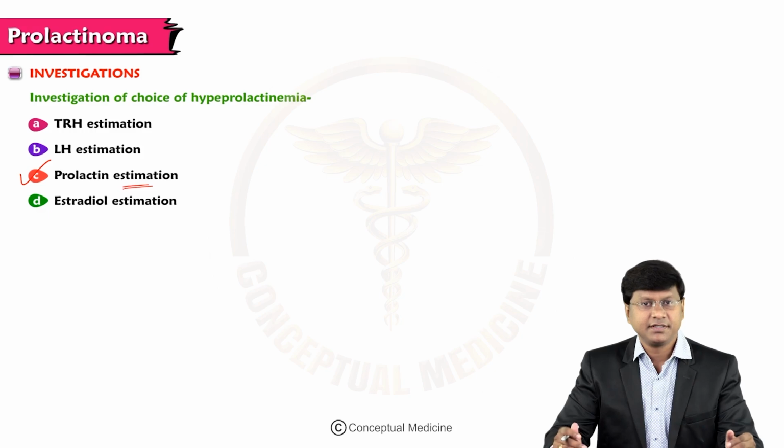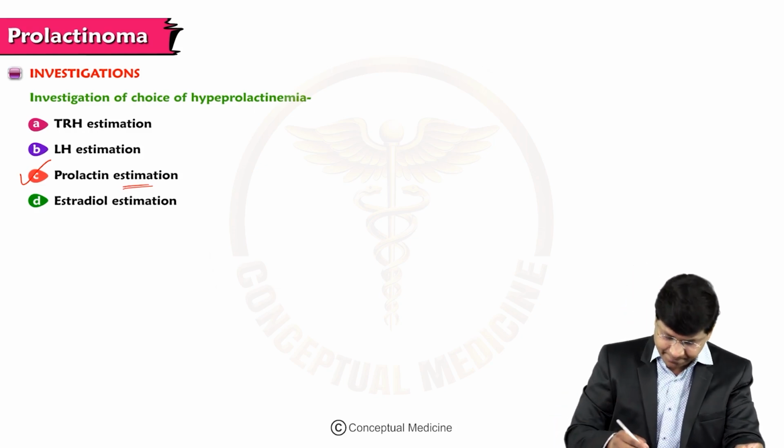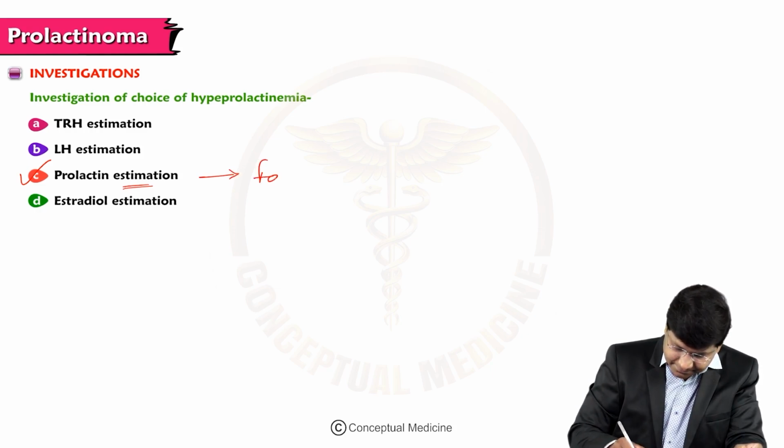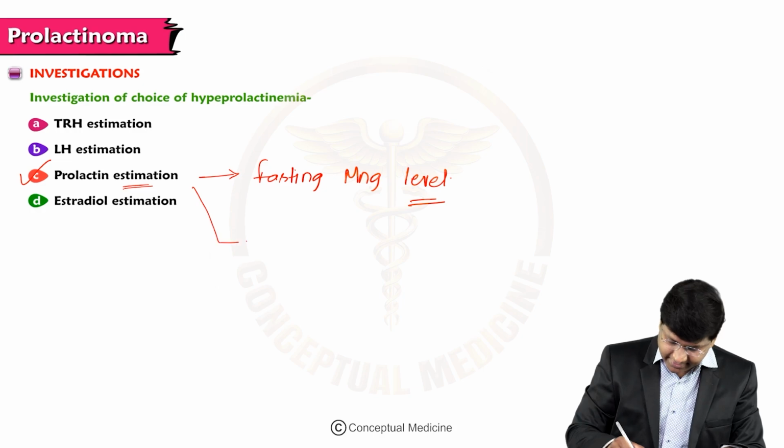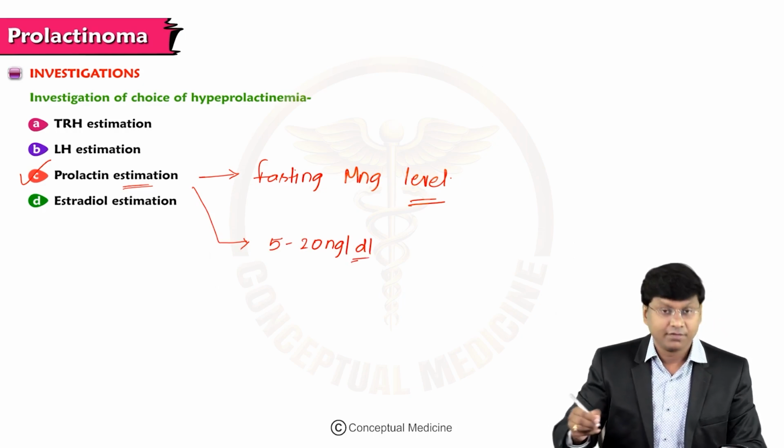So hyperprolactinemia is common in young women, and plasma prolactin should be measured in women with amenorrhea whether or not galactorrhea is present, right? If there is amenorrhea, you can test for the presence of hyperprolactinemia in a young woman. And always remember, whenever you are testing for prolactin levels, you have to test a fasting morning sample. Okay, and what are the normal prolactin levels? The normal prolactin levels are 5 to 20 nanograms per deciliter.